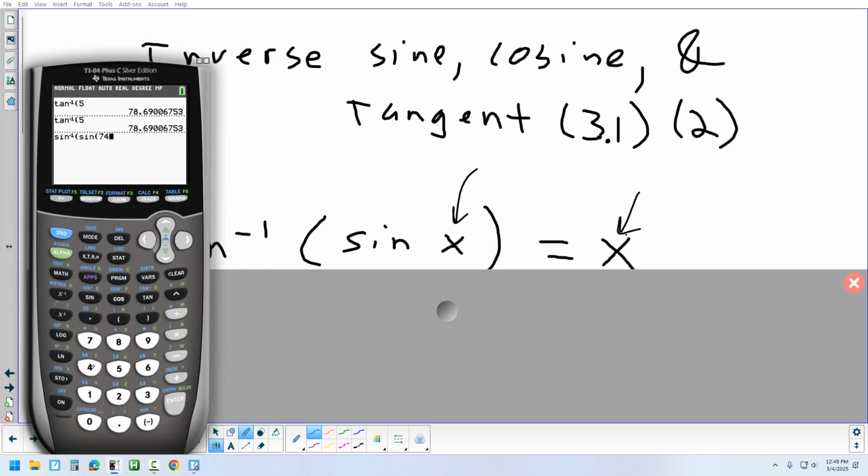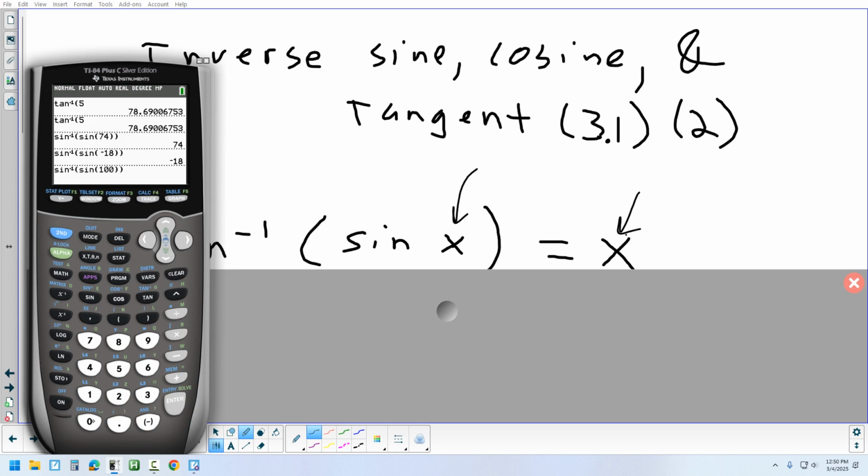Inverse sine of sine of 74. Based on that formula, when I hit enter, what should I get? Yeah, I basically get back what I started with. If I do inverse sine of sine of negative 18, what should I get when I hit enter? Yeah. These two things cancel out, and I get that back. Now, let's try one more.